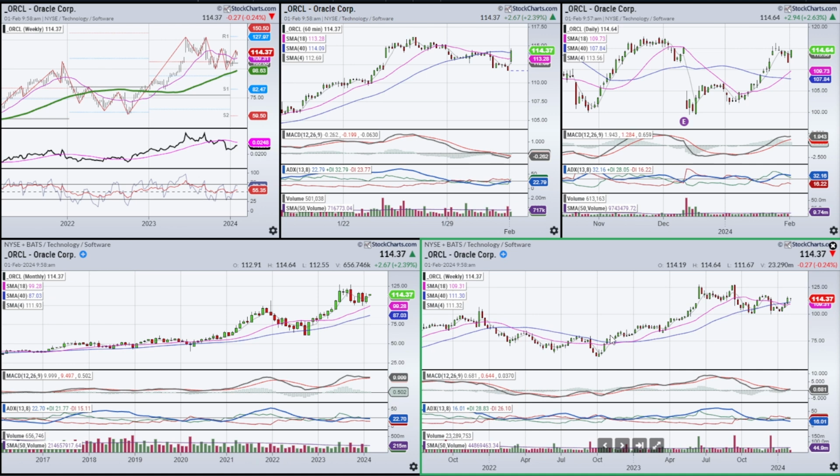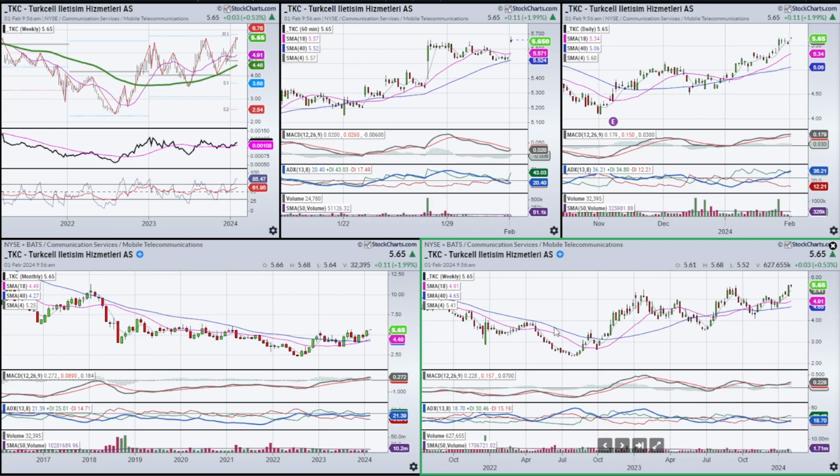I think this is a pretty attractive look, especially now on the daily chart. We're forming this little higher low. So the stock's having a really good day today, and has held up pretty well. Yesterday it was down, but it really wasn't a lot of volume. All right, let's look at TKC.